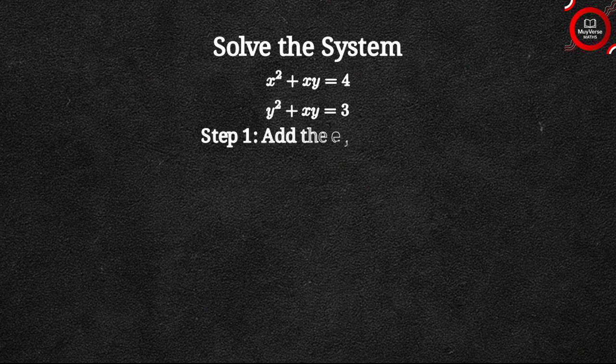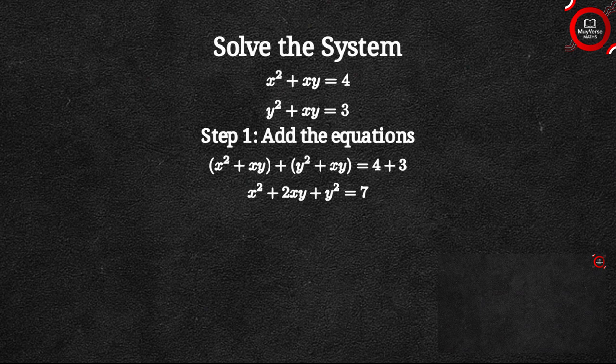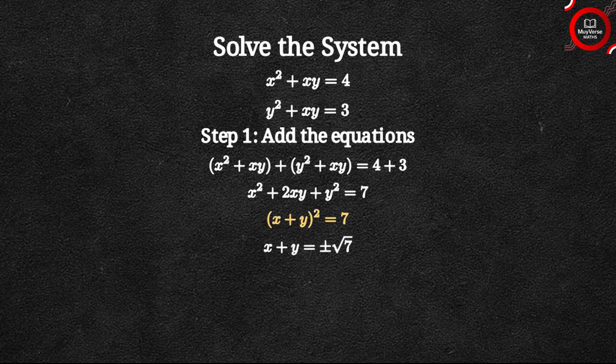Step 1. Add the two equations. This helps us reveal a perfect square. We add left sides and right sides. Combine like terms to get x squared plus 2xy plus y squared equals 7. This is a perfect square. Now take the square root of both sides. So x plus y equals plus or minus square root of 7.